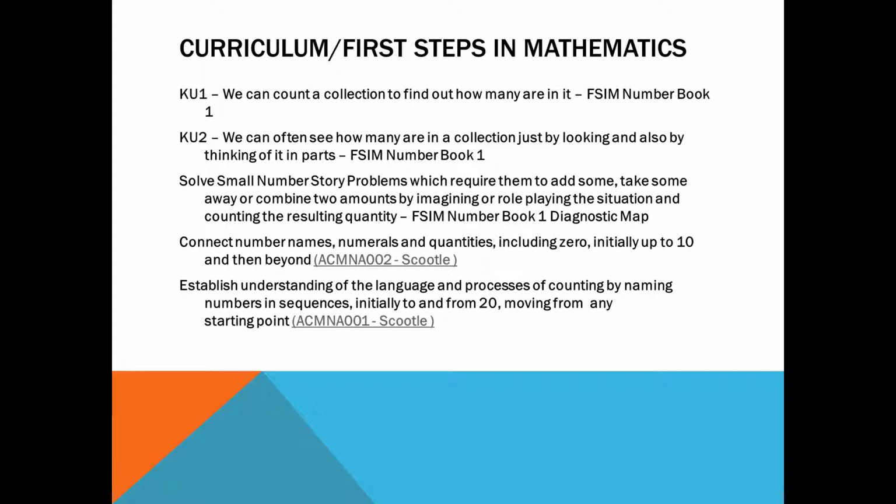Now, just the curriculum, and first steps. So I found that the key understanding 1 from the first steps in mathematics numbers book, we can count a collection to find out how many are in it. Key understanding 2, we often see how many parts are in a collection just by looking and also thinking of it in parts. These were some of the key understandings that I applied to the tasks that I did.